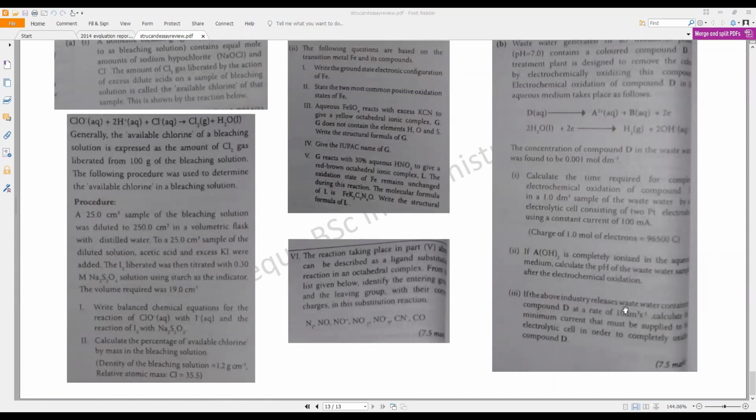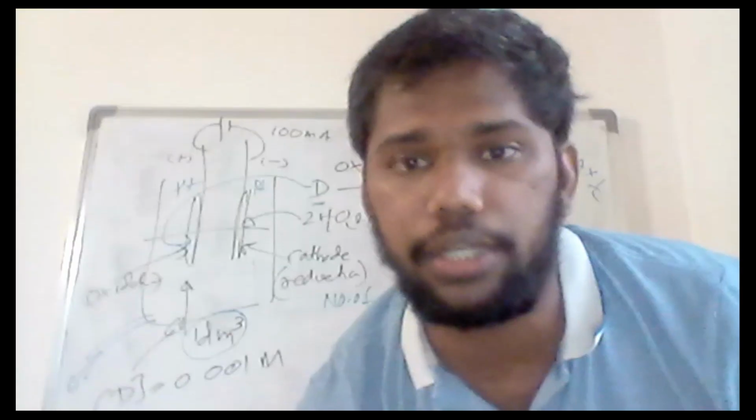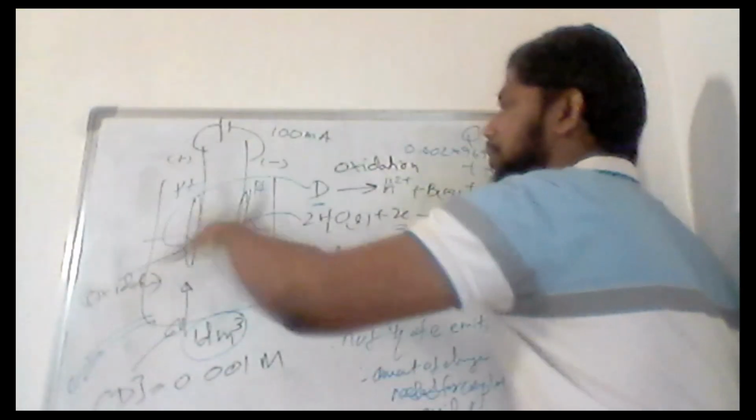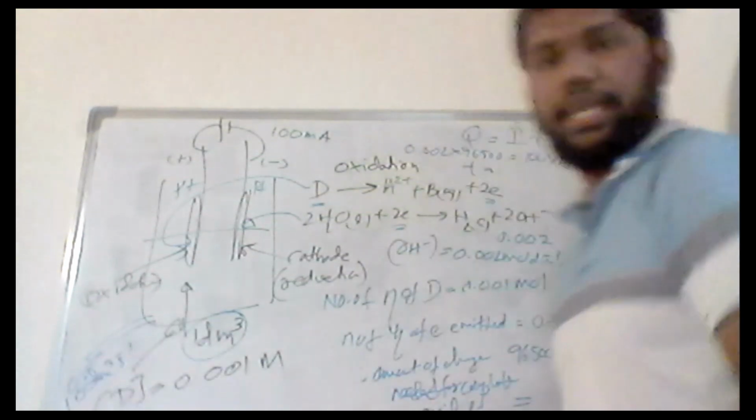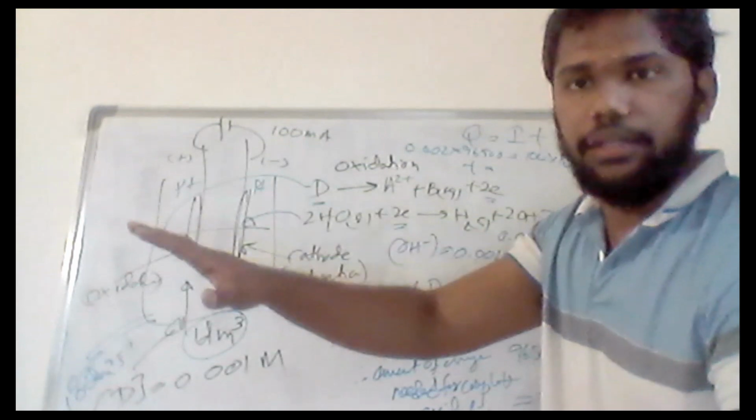And if the above industry releases wastewater containing compound D at a rate of 10 decimeter cube per second. So basically they have used only 1 decimeter cube here. And they tell, if this industry, I will stop sharing again very quickly. They are telling this oxidation is happening, and meanwhile they are releasing 10 decimeter cubes per second. Okay, they are releasing 10 decimeter cubes because when this oxidation happens, the water gets cleaned, and they are still removing 10 decimeter cubes per second, very fast. So think about that.